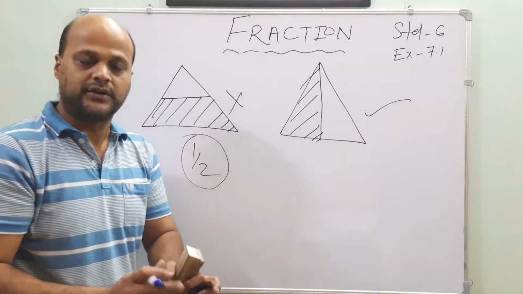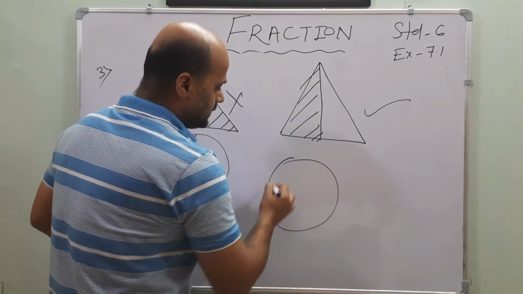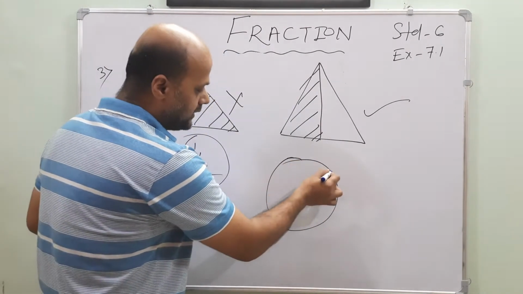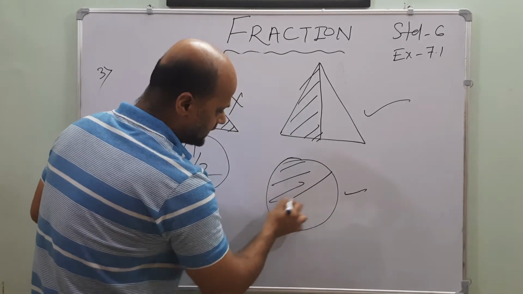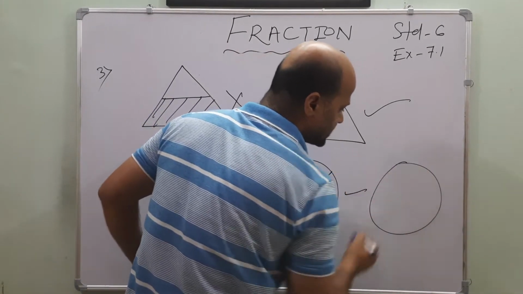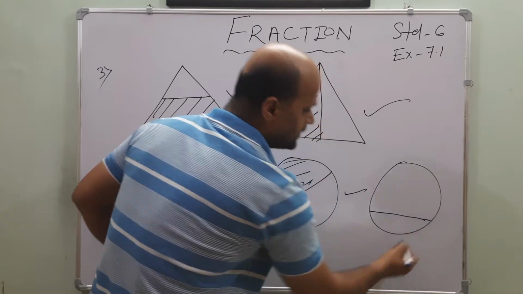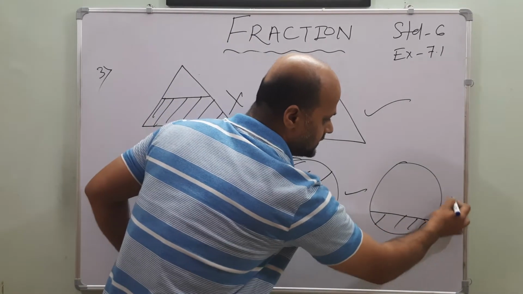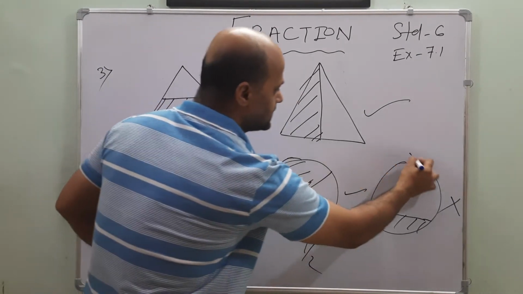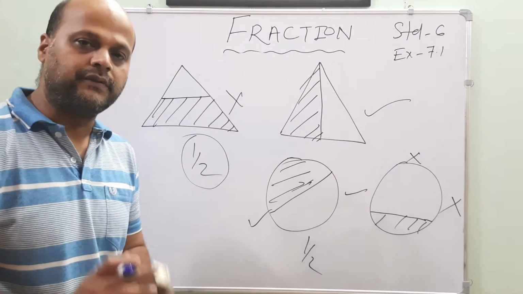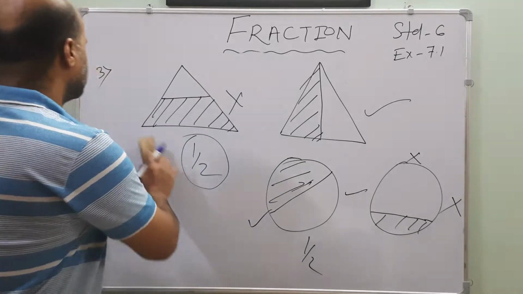Half means equally. Okay? Like the circle. How will you divide it? You can divide this one like this. It is okay. It is correct. But if I draw the circle and I divide like this, it is not correct. Understood? This is the half part. Correct? This is not the half one. Equally divided. Understood? Okay. Let's go to the next one.